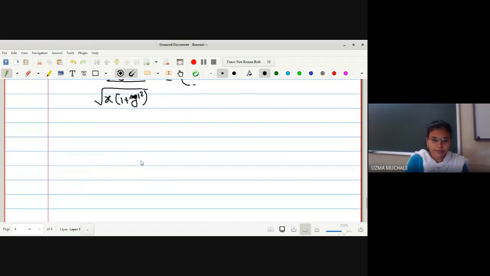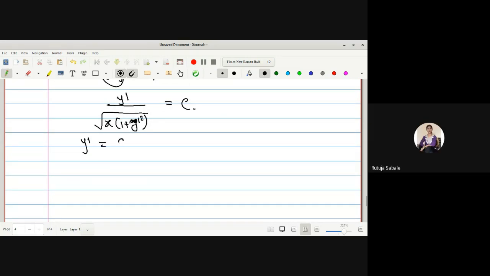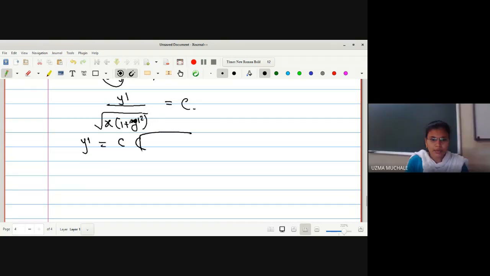Okay, is there any doubt? No, ma'am. So now we have to solve this: x(1 + y dash square). What is the next step? We have to take a square on both sides, which is nothing but c square into x plus c square into x y dash square.